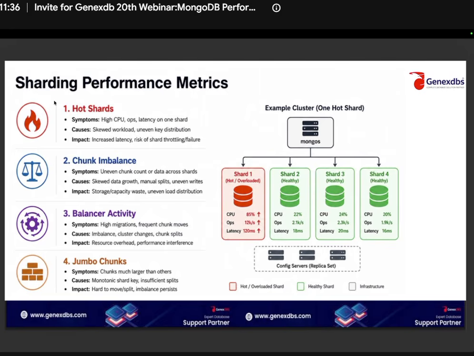Next, jumbo chunks. A jumbo chunk is nothing but a chunk that cannot be split. So it prevents MongoDB from keeping the data balanced among the shards. The possible causes are insufficient splits, large document scans, and poor shard key distribution. And the possible impact will be reduced scalability and uneven shard utilization.